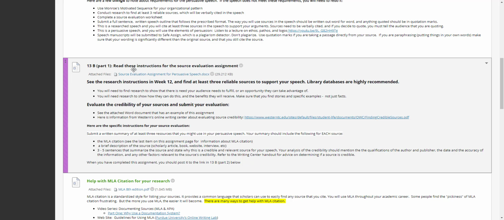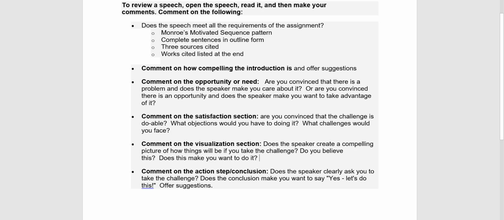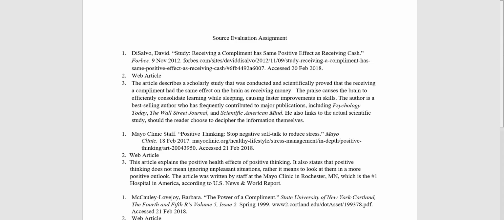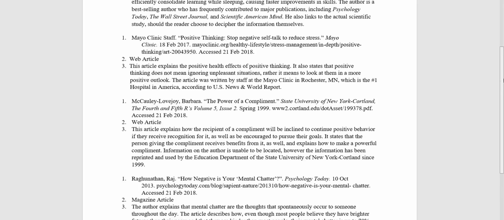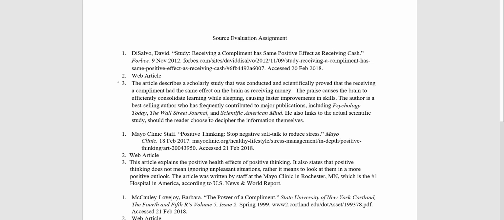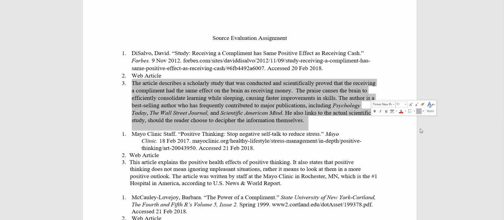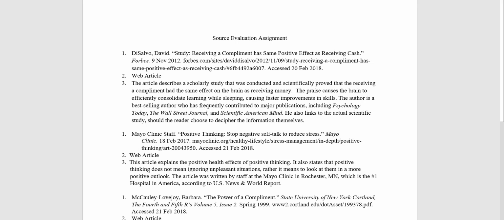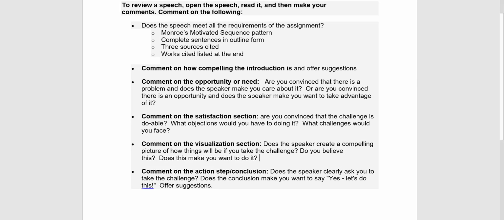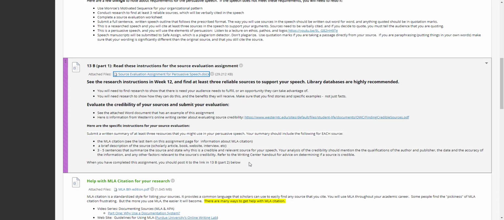And your assignment's going to look just like this. I'm going to click on this and open this. This particular sheet has 5 sources. You only need 3. So you're going to do this 3 times. This is the source. This is where I got it. This is why I think it's good. Okay, now let's get back to Blackboard here.